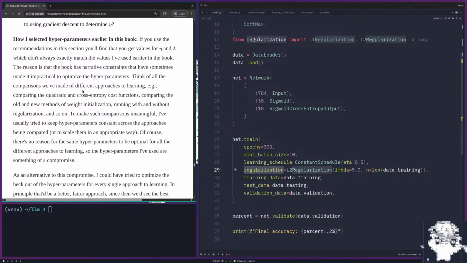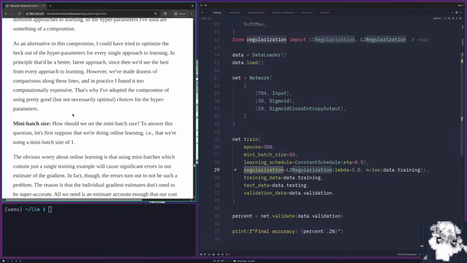Think of all the comparisons we've made to different approaches to learning, e.g. comparing the quadratic and entropy cost functions, comparing the old and new methods to weight initialization, running with and without regularization, and so on. To make such comparisons meaningful, I've usually tried to keep hyperparameters constant across the approaches being compared, or to scale them in the appropriate way. Of course, there's no reason for the same hyperparameters to be optimal for all the different approaches to learning, so the hyperparameters I've used are something of a compromise.